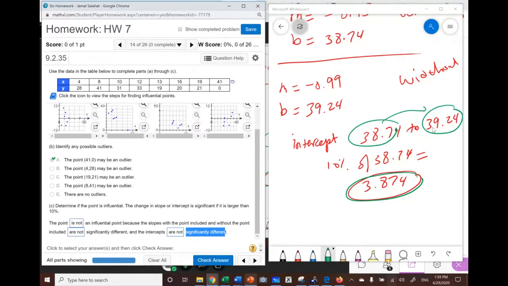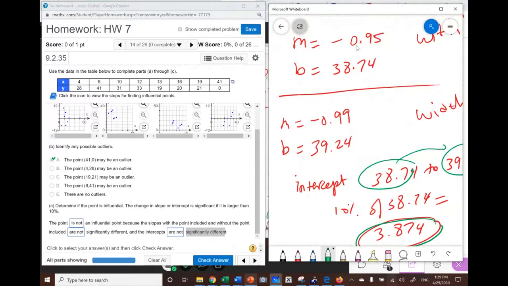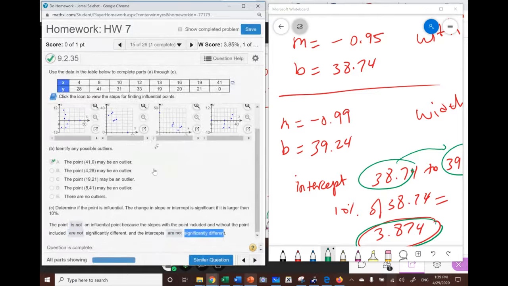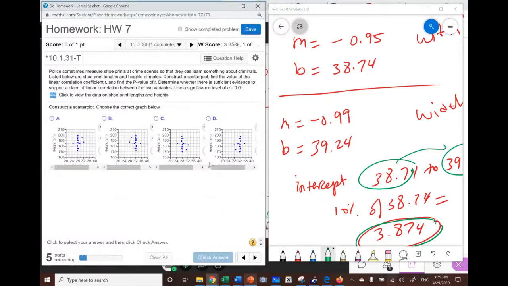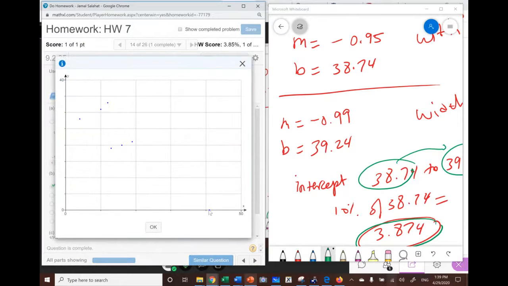In other words, look at the intercept. The intercept changed slightly, and look at the slope. The slope in here changed slightly from negative 0.95 to negative 0.99. So the change in both of those is not very big. So if we check the answer in here, it's going to tell us it's a good answer. So yes, that point that we looked at, let me go back to the graph. The point we looked at here is far away from the graph, but it's not a significant one. Why? Because it's still close to the line. When we drew the line, it is close to the line.